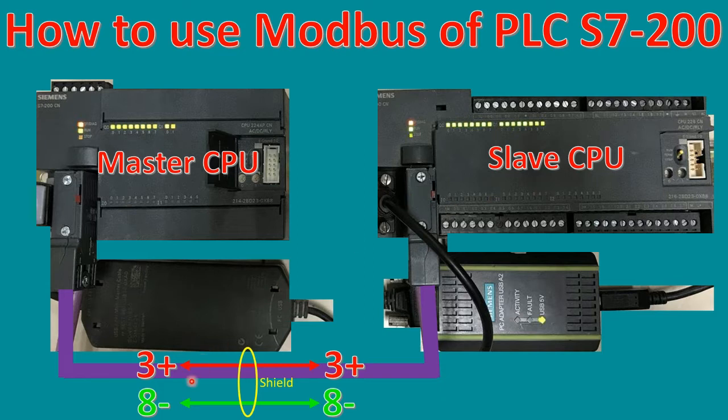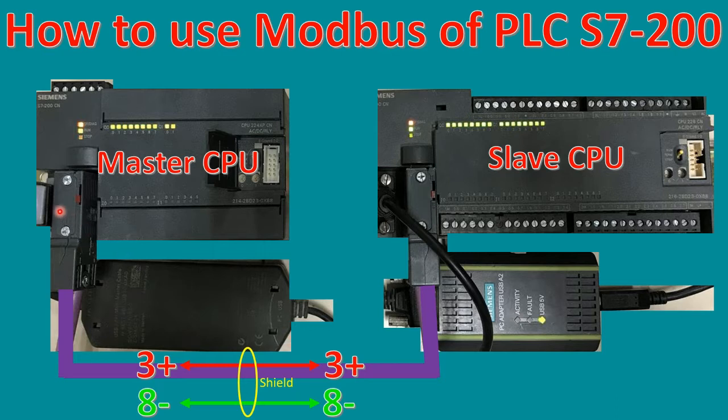So normally for the Profibus cable, pin number 3 connects to pin number 3, pin number 8 connects to pin number 8, and we also connect the ground cable, the serial cable.